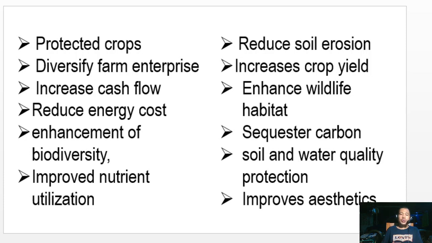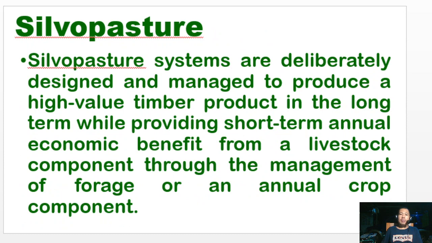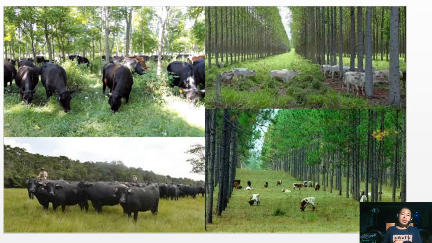Then we have silvopasture. Silvopasture is an agroforestry practice that integrates livestock, forage production, and forestry on the same land management. Silvopasture systems are deliberately designed and managed to produce a high-value timber product in the long term while providing short-term annual economic benefit from a livestock component through the management of forage or an annual crop component. So in a silvopasture, we can raise almost all of the farm animals like sheep, goats, poultry, swine, cattle, water buffaloes, horses, and any animal that you want to integrate in your system.